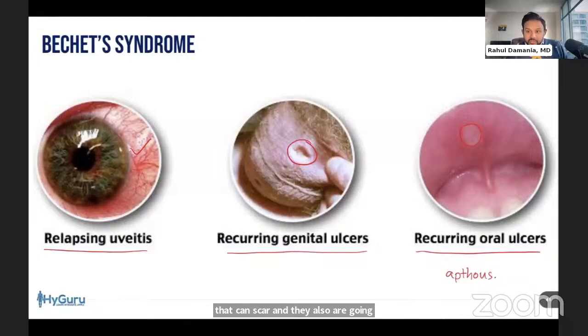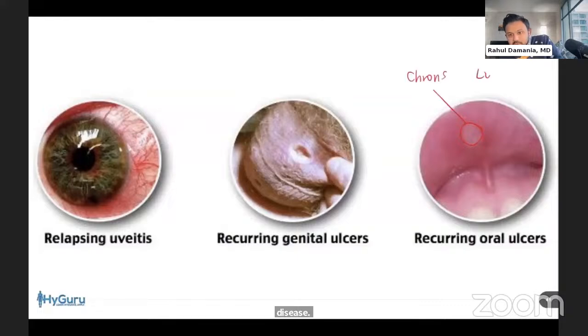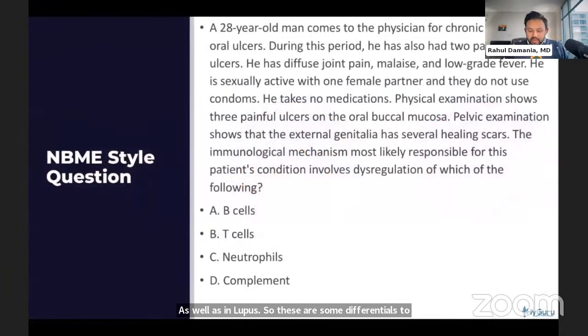Now, aphthous ulcers are going to be also seen in Crohn's disease, as well as in lupus. So these are some differentials to keep in mind when you see these recurring oral ulcers. So let's go ahead and apply this disease.